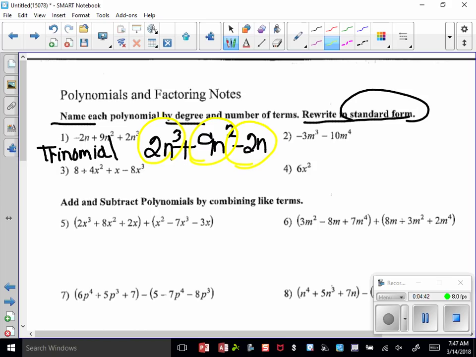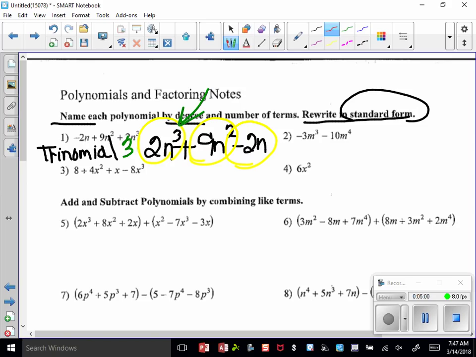Okay, the degree, what is the degree? What's the highest degree in this particular trinomial? 3, so that is the degree 3. Okay, we get that right from there. Okay, you don't add the degrees together, you just choose the variable that has the highest. All right, let's do number 2.